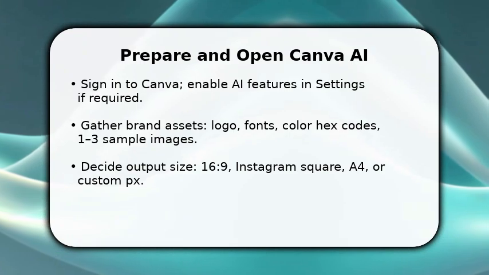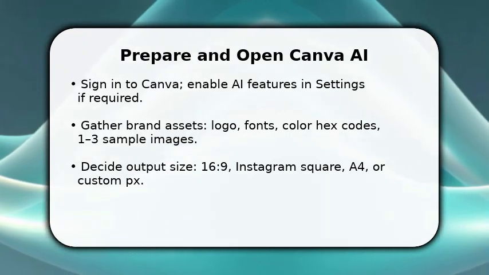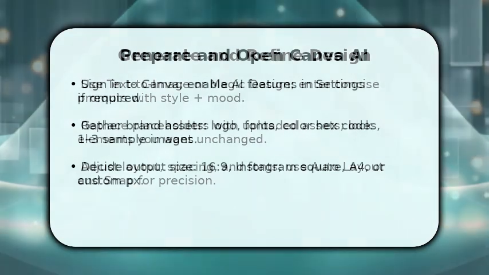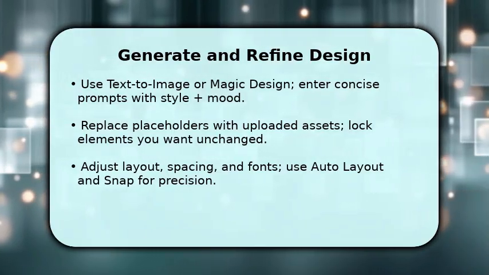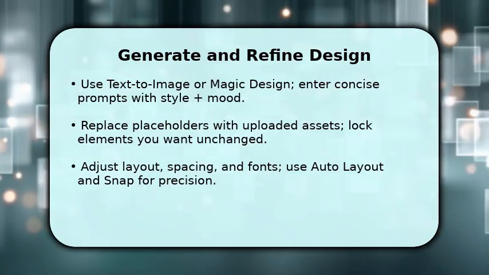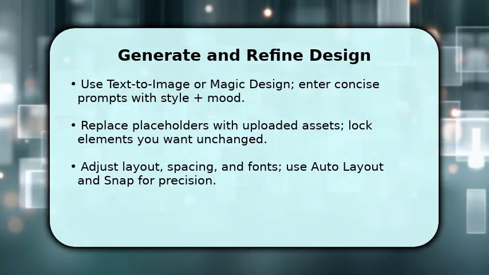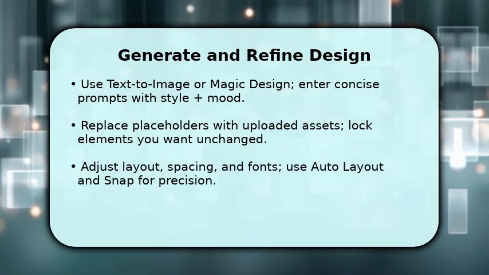Now click Create a Design and pick a template close to your goal to speed things up. You'll use Canva's text-to-image or Magic Design next. Type a concise prompt with style, mood, and color hints, for example, minimalist poster, warm tones, bold typography.